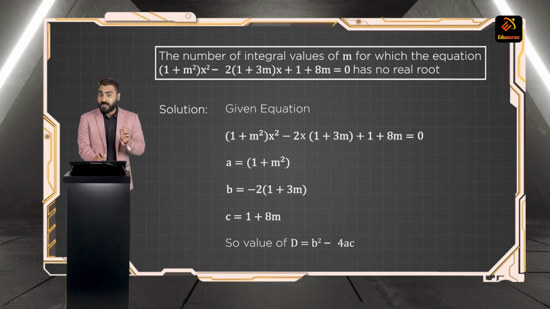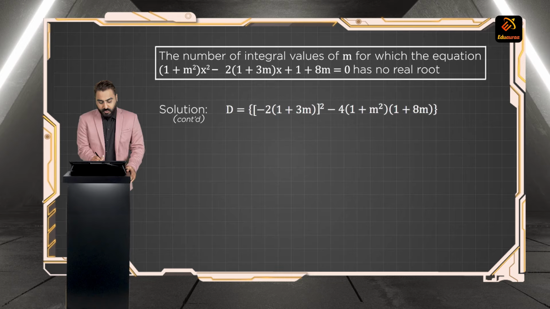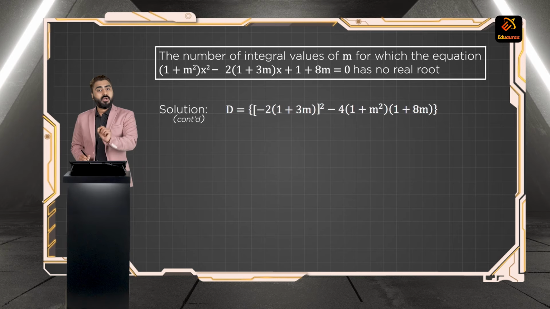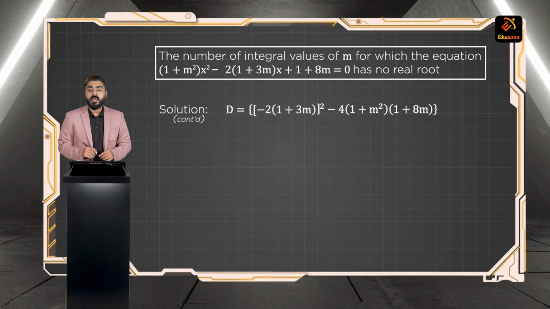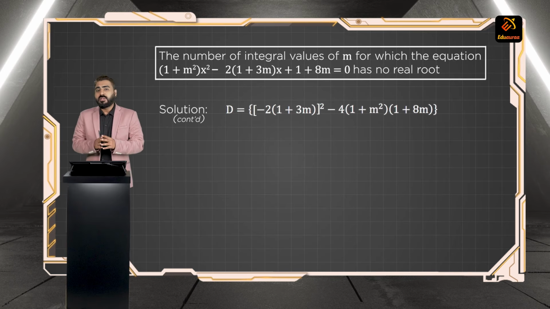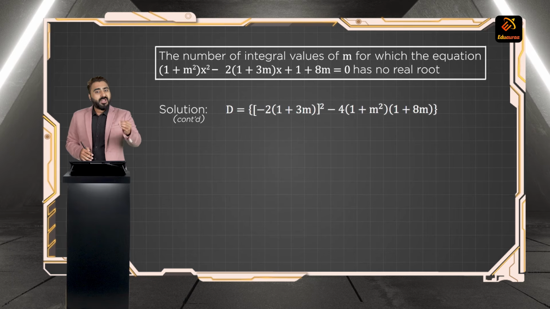So D is equal to b², that is, [-2(1 + 3m)]² - 4 into ac. What is a? 1 + m², into what is c? 1 + 8m. Now students, how to solve further? We will write [-2(1 + 3m)]² as 4(1 + 3m)². Now students, you can see there is 4 common in both these terms.